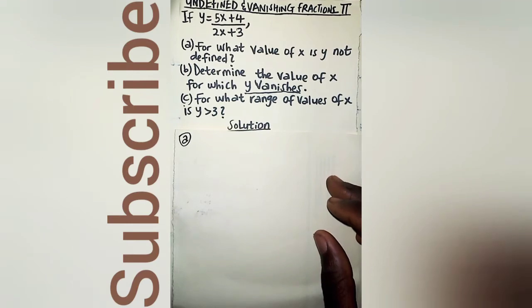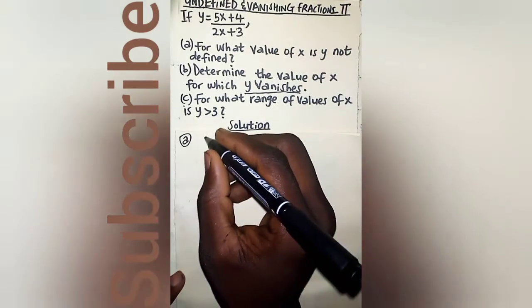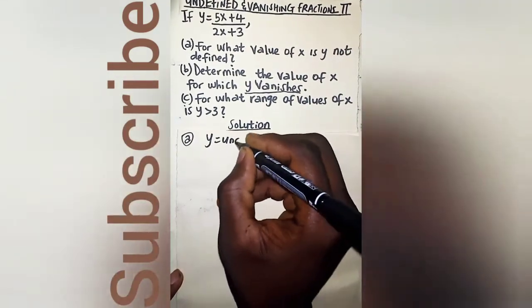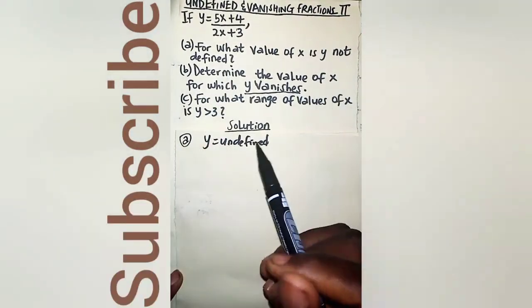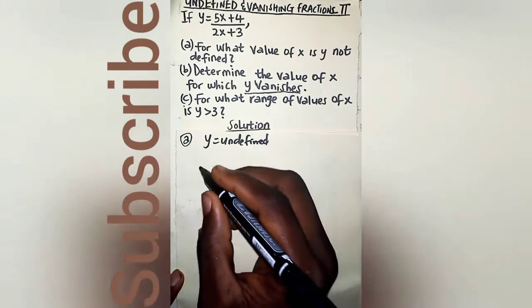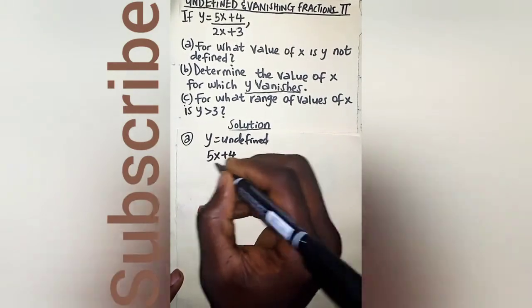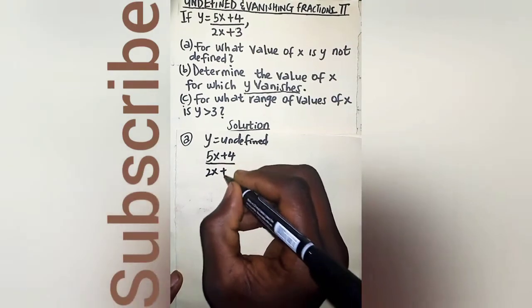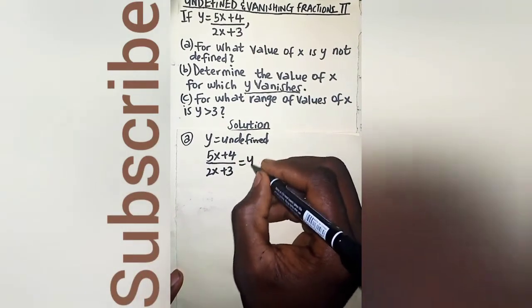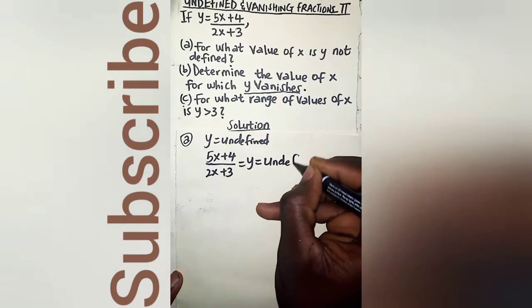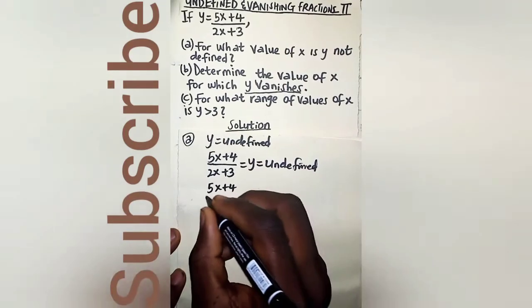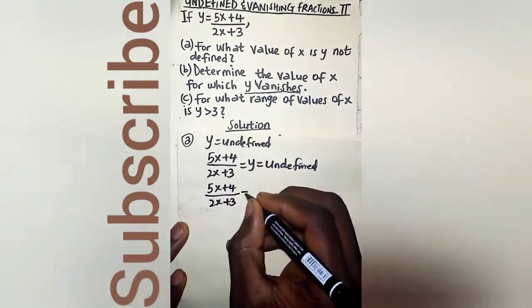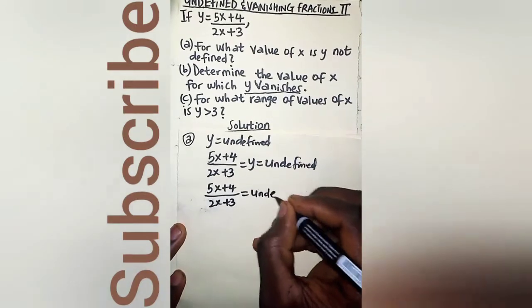If y equals this, for what value of x is y not defined? What does that mean? For what value of x makes y undefined? That's just a simple interpretation. What value of x makes y undefined? And this means that this fraction, (5x + 4)/(2x + 3), equals y equals undefined. That's the meaning. So we can simply say (5x + 4)/(2x + 3) equals undefined.